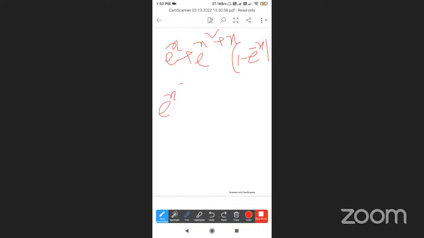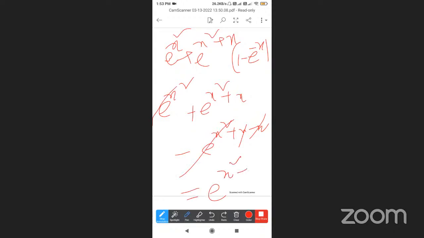E power of x square, this is x square, in product is plus e power of x square plus x in product, this is minus e power of x square plus x minus x. So this cancels. So what is the answer? E power of x square plus x is the only answer. This is page number 331.